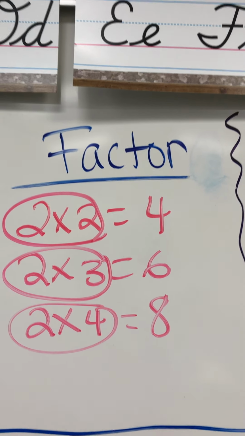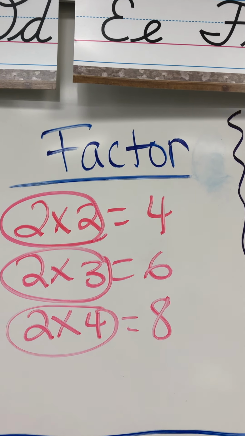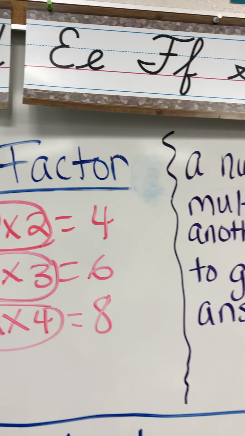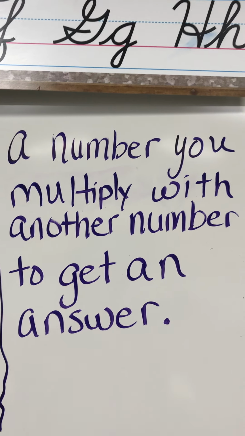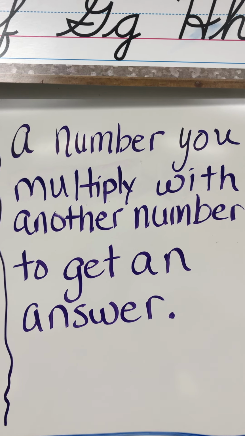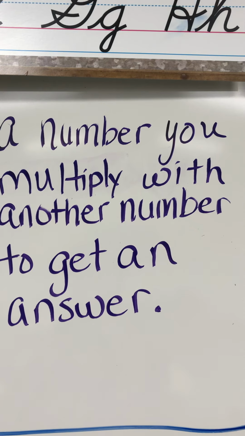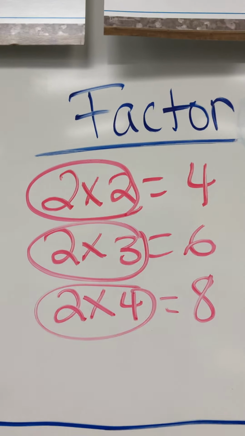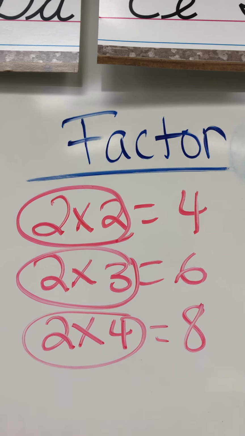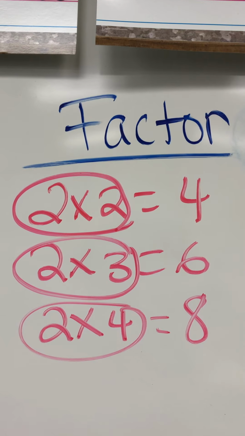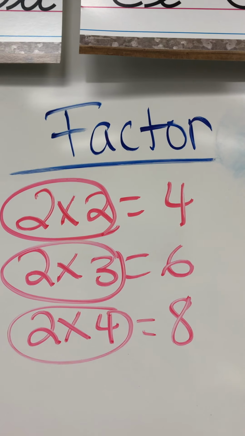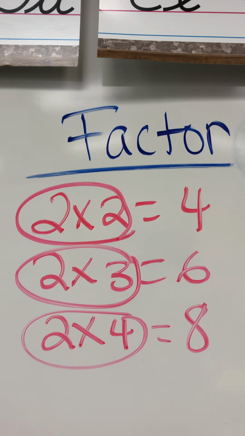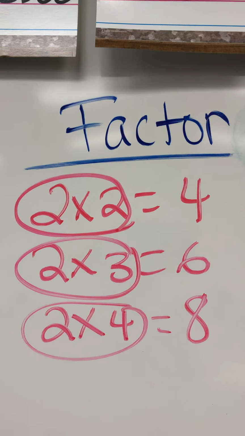The first word is factor. F-A-C-T-O-R. What does the word factor mean? A factor is a number you multiply with another number to get an answer. Now, let's take a look at some factors. 2 times 2, 2 times 3, and 2 times 4. Okay, all of these numbers are factors. I've circled them. You will often hear me refer to them as factor pairs as well.